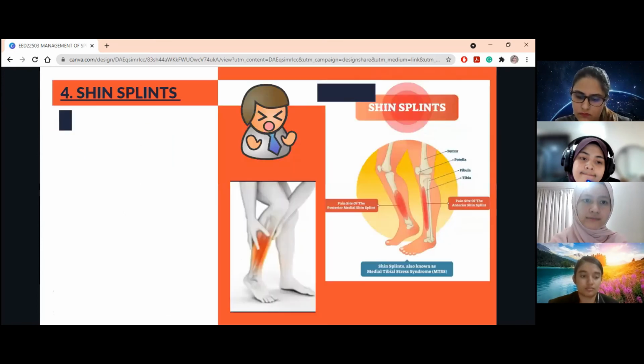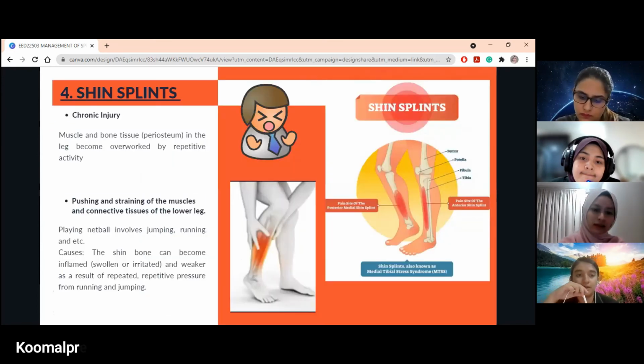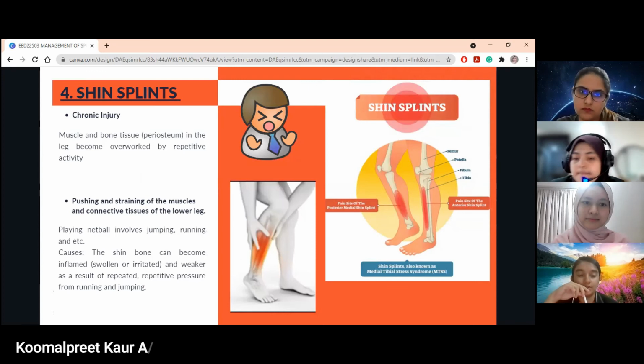Next we have shin splints. This can be a chronic and acute injury. It is chronic if it's not treated in the long run.